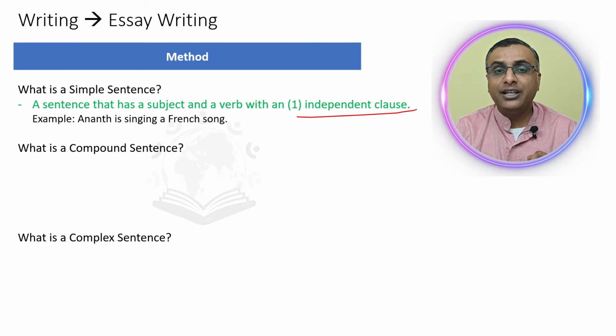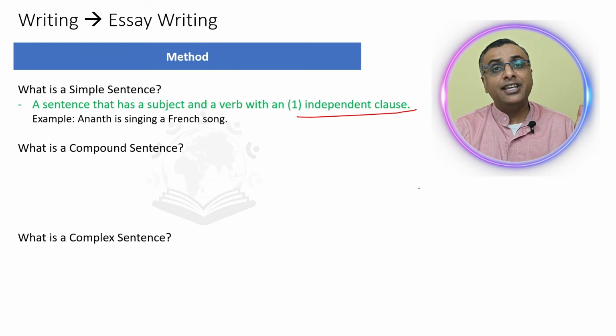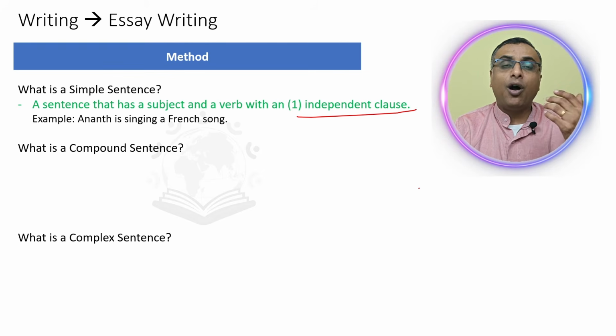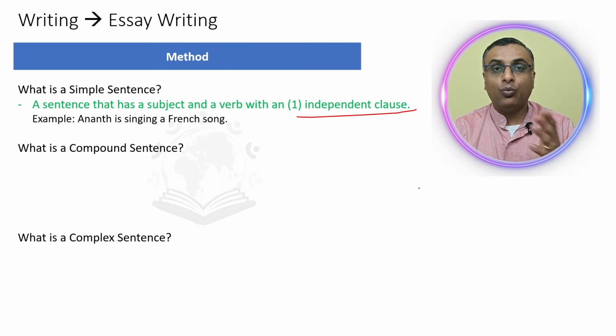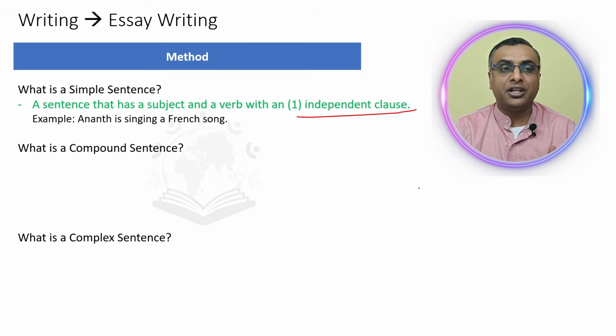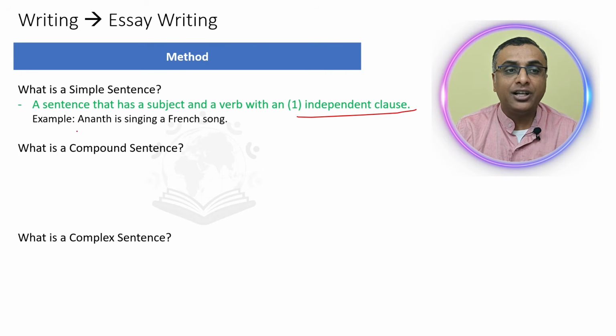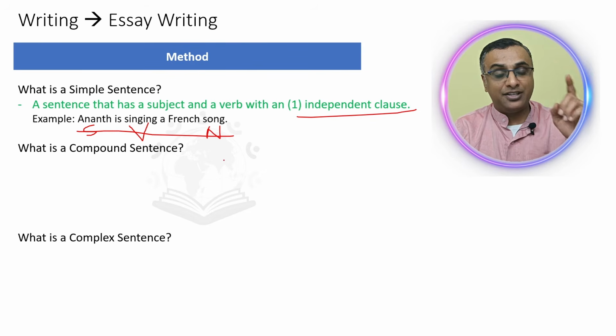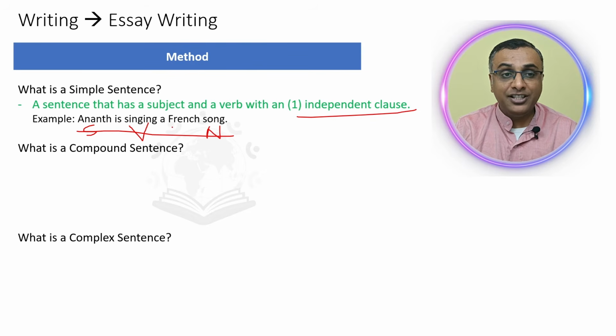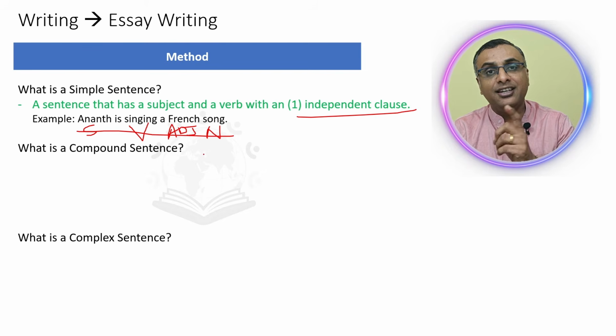Now, what is an independent clause? It gives the entire meaning of what the subject is doing, what action the subject is performing. Now let's look at an example. Anant is singing a song. Here, Anant becomes the subject, singing becomes the verb, and song becomes the noun.